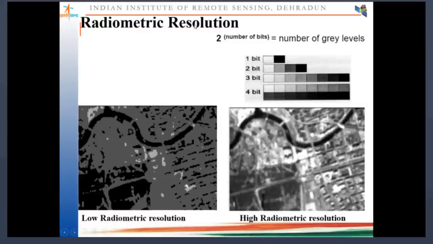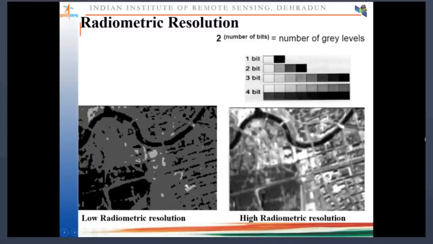It is usually depicted in terms of 2 to the power n, where n is the number of bits. So it's usually given as, for example, 10-bit resolution. That means there are 2 to the power 10 levels of slicing, or quantization as we call it, which are used to digitally convert the signal. Usually the data nowadays comes with 12-bit or 16-bit resolutions. So you should be looking at higher radiometric resolution for your remote sensing data.